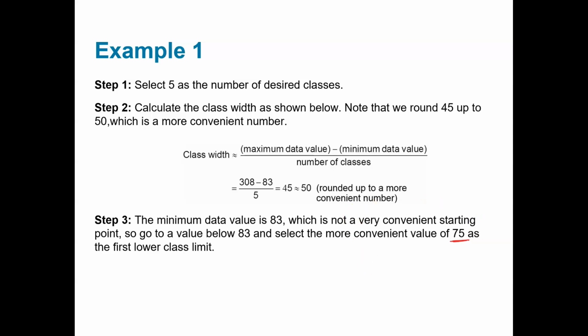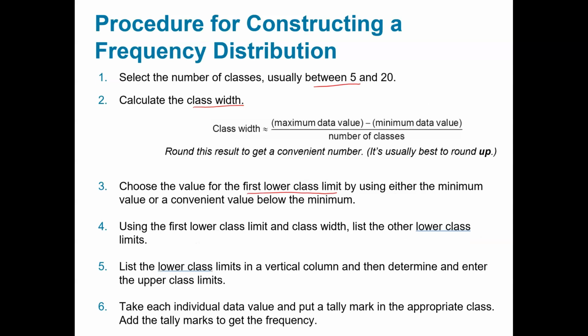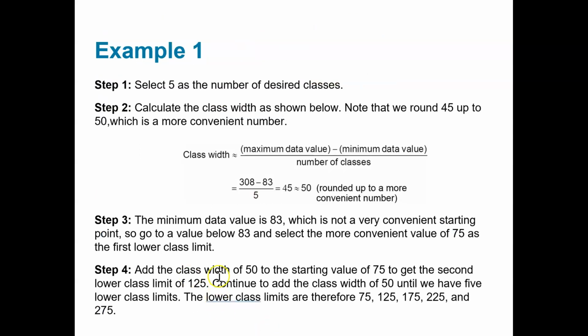So now let's go back and look at step 4. Step 4 has us listing all the lower class limits. So if we add the class width of 50 to the starting value of 75, remember we said we were going to start at 75, we're going to list them out.